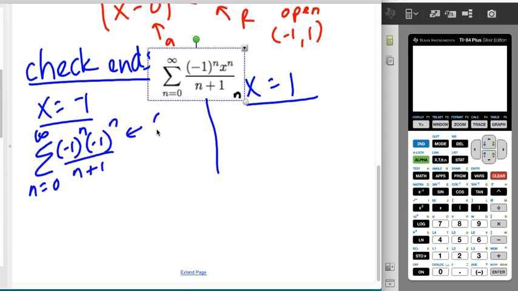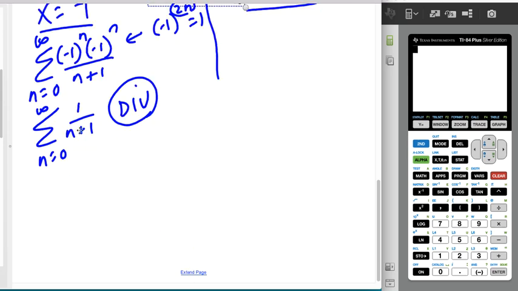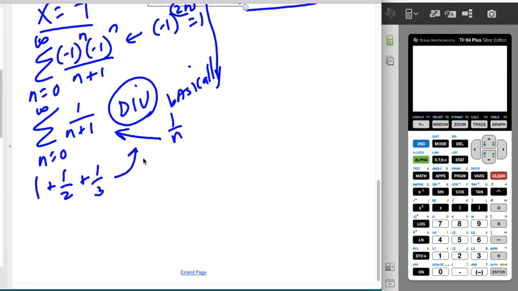We've already seen that this becomes (-1)^(2n), which is really just a 1, because 2n is an even power. So this thing is actually the series from 0 to infinity of 1 over n plus 1. This diverges because this is essentially the harmonic series. It might not look like it, because it's not 1 over n, but it's basically 1 over n, just shifted and started at 0. So this is 1 plus 1/2 plus 1/3. This is definitely the harmonic series, and it definitely diverges.